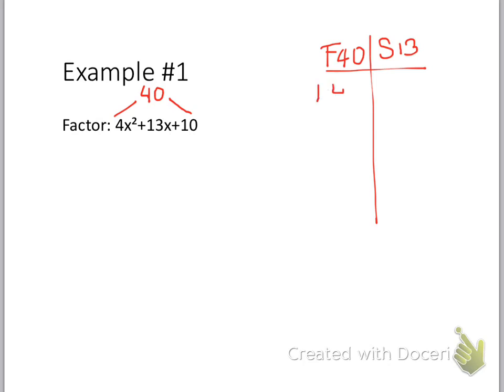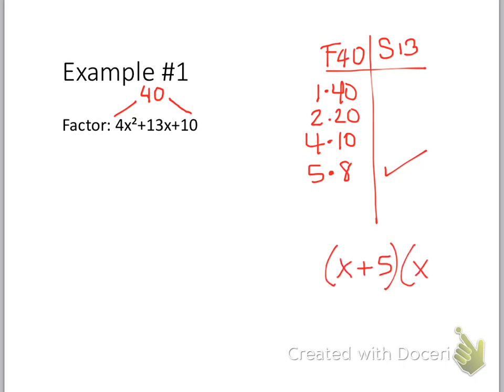We got 1 times 40. We've got 2 times 20. We've got 4 times 10. And we've got 5 times 8. Checking through those, which adds up to 13? 5 times 8. Now, remember back when we were factoring using a factor sum table, we would directly go x plus 5, x plus 8, and we were done.